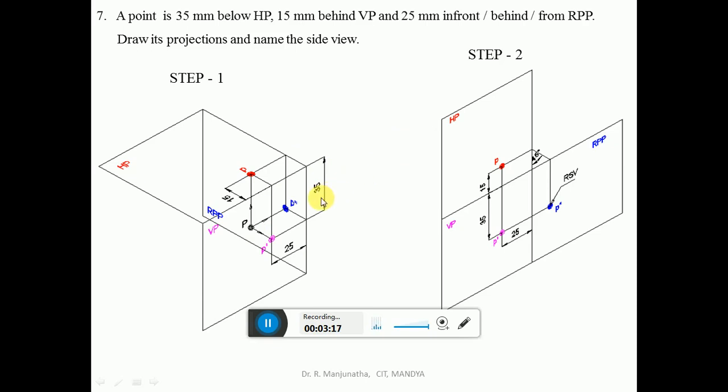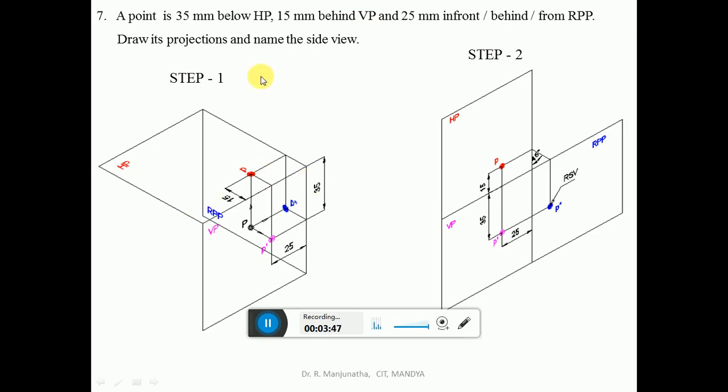So once the image is on the right profile plane, the right side view is the one which is considered. Here, if it is on the right side view, that means the point is behind RPP. So 25 mm behind RPP has to be considered now. So it is behind VP. This condition is satisfied here on behind RPP. So this is going to be the right side view.